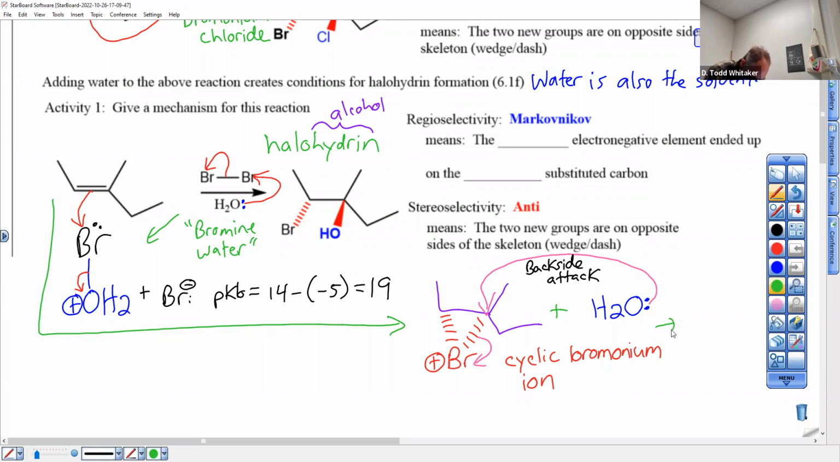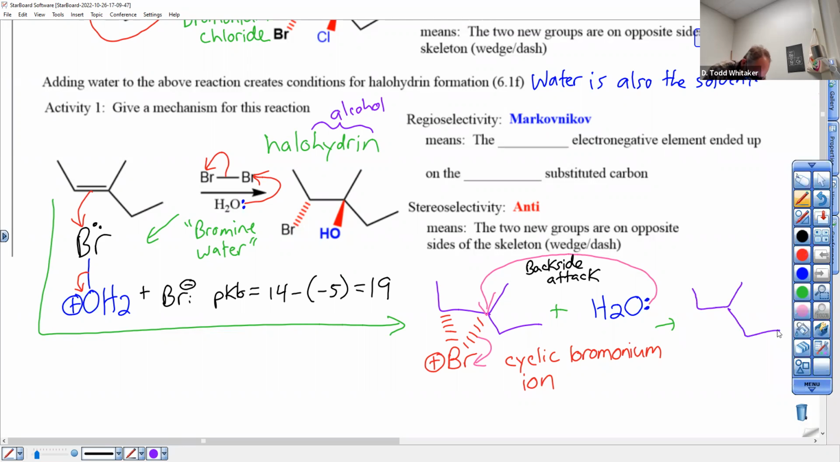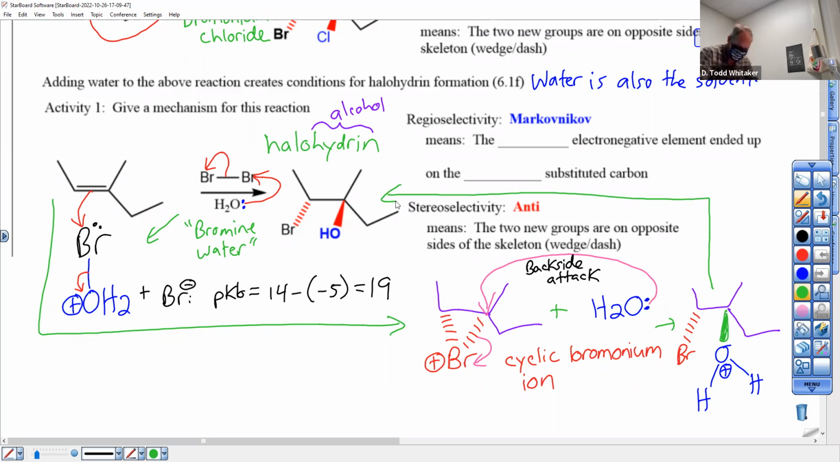And what you get is your triangle's gone. So you got rid of all that strain. And your OH is on a big fat wedge. And the O still has two H's. And Br, I didn't break this bond at all. It's still there. You have to tell me what to do to get from there to there. What kind of reaction is it to get from here to here?